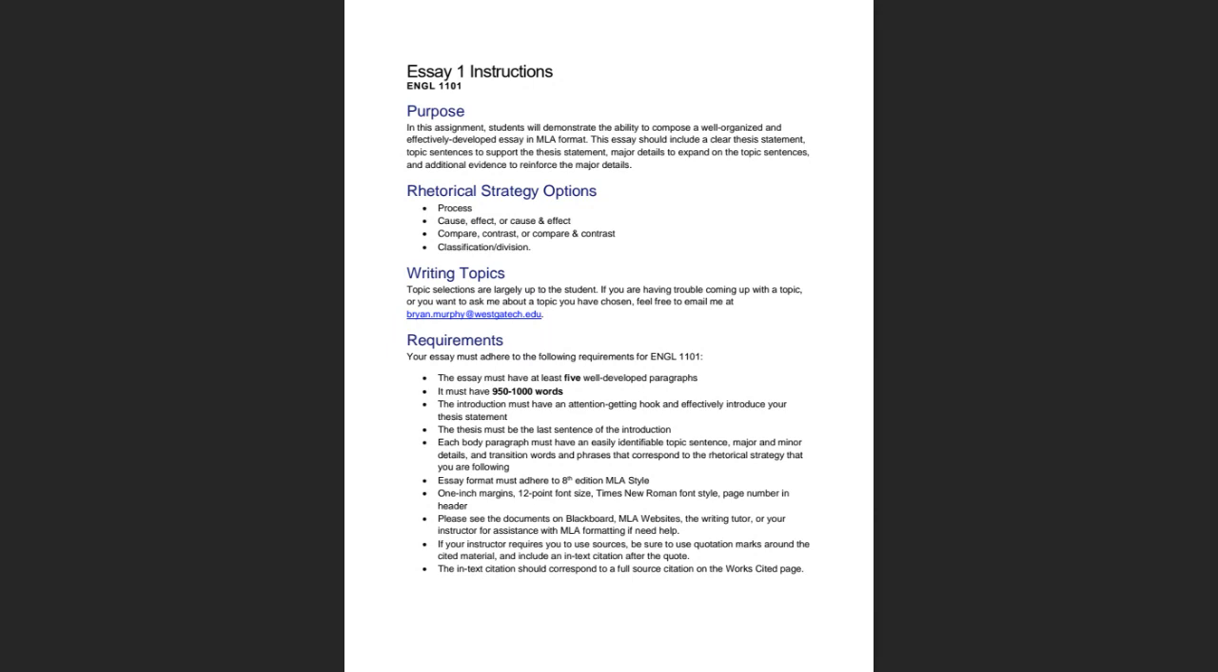And remember, there is information on MLA format both in the Writing Resources folder on Blackboard as well as on the Purdue OWL, which is a great free website that you can access. Just go to Google and type in Purdue, as in Purdue University, P-U-R-D-U-E, and then OWL as in O-W-L, right? And it stands for Online Writing Lab. So you can go and check that out. It has a lot of writing resources, but one of them is an MLA style guide.